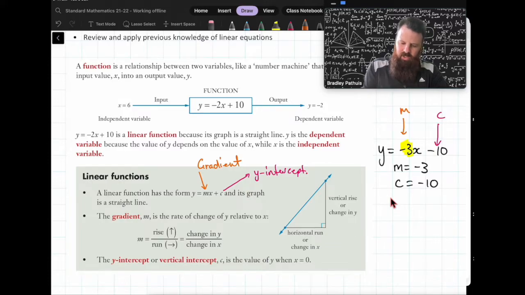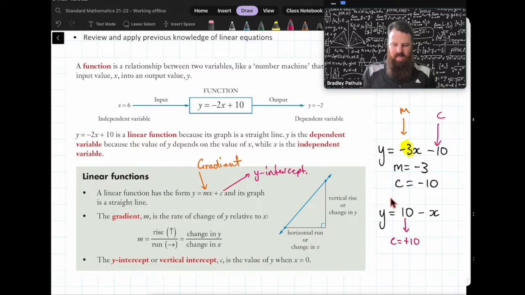All right, and I can even change the equation up slightly. I can say something like y equals 10 minus x. Everything's still got m's and c's where they need to be. It's just I've written it slightly differently. C here is positive 10. And the gradient, the thing in front of x, I'll just highlight it here, is this value here, which is negative 1. So I can rearrange those, and it still means the same thing. Its gradient is minus 1. Its y-intercept is positive 10.